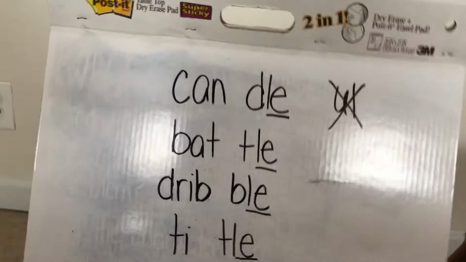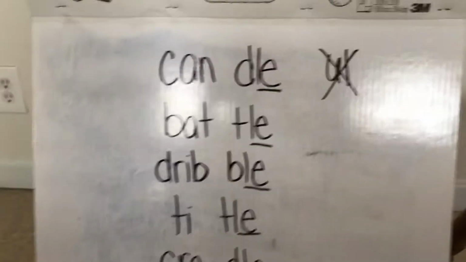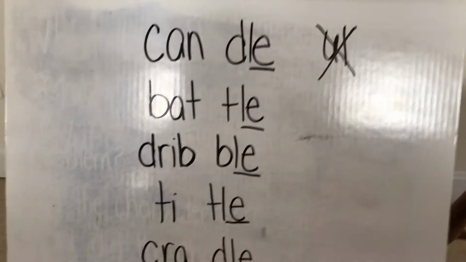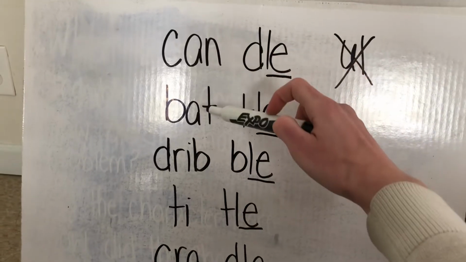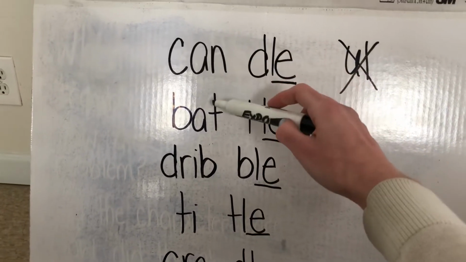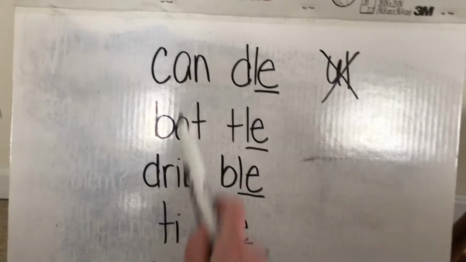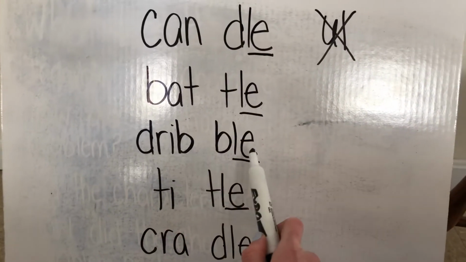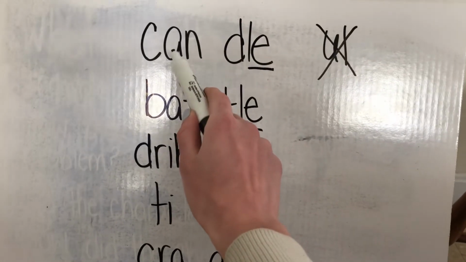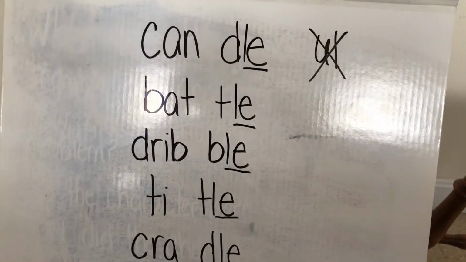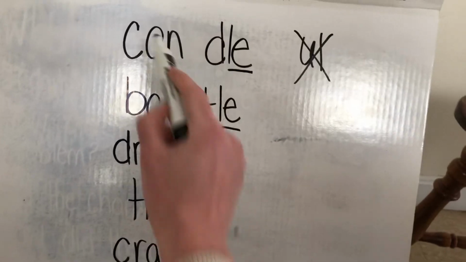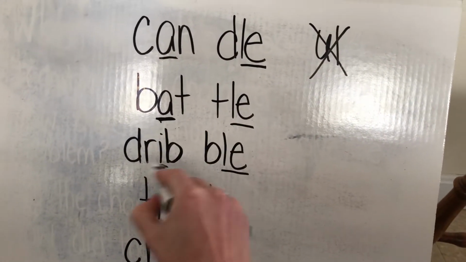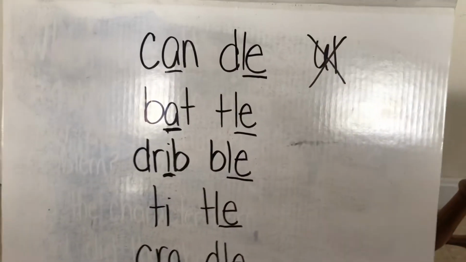So I noticed that the LE says ol, but I also noticed something. I noticed that these three words, the first part ends in a consonant. An N, a T, a B. Candle, battle, dribble. I noticed that the vowel in these words makes a short vowel sound. We have a short A, and a short I. And these parts end in a consonant.